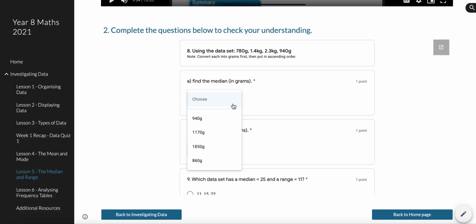We said that our median was 1,170 grams, and now we need to find our range. That's just going to be the largest score, which was 2,300 grams, this score here, minus the lowest score, which was 780 grams, and that ends up being 1,520 grams.